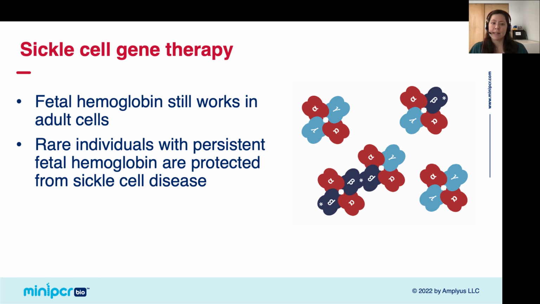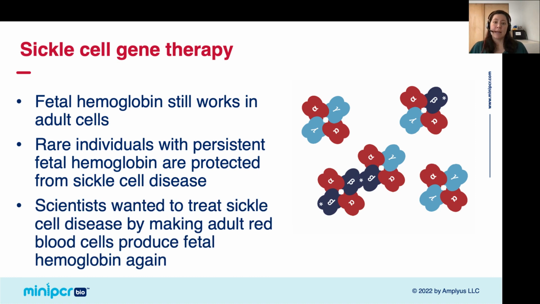The thought is that since beta globin and gamma globin compete to bind with alpha globin, the presence of some gamma globin will prevent the formation of the really long strands of mutant hemoglobin, as shown here. Scientists reasoned that if they could make adult red blood cells produce fetal hemoglobin again, that could counteract the effects of the sickle cell mutation. And to accomplish this, they disabled the genetic switch that turns off gamma globin production.